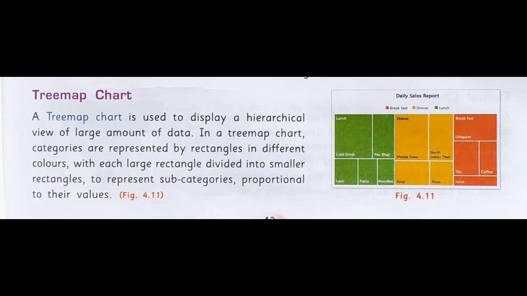A tree map chart is used to display a hierarchical view of a large amount of data. In a tree map chart, categories are represented by rectangles in different colors, with each large rectangle divided into smaller rectangles to represent subcategories proportional to their values.